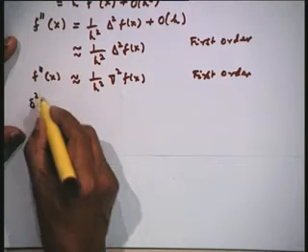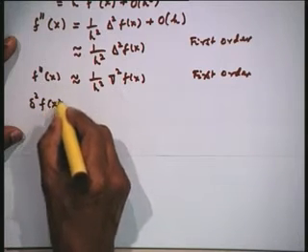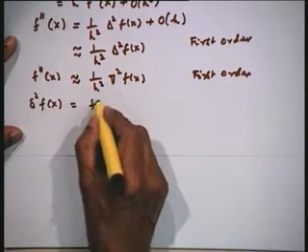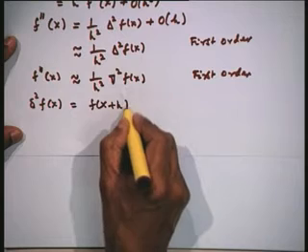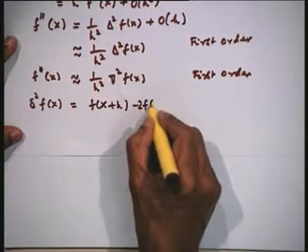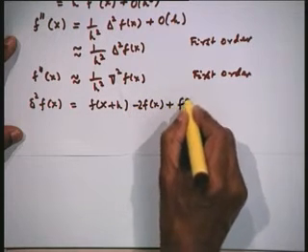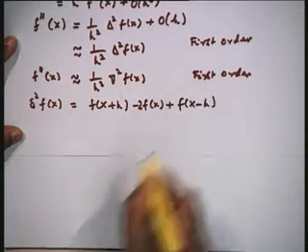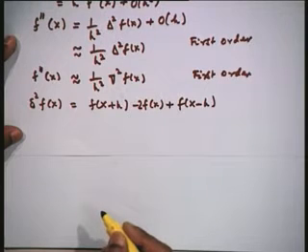Now, we have derived one more operator, which was a symmetric operator, which we called the central difference operator. Let us now define the second central difference. That was defined as f of x plus h minus twice f x plus f of x minus h. So, this is the definition of the central difference.